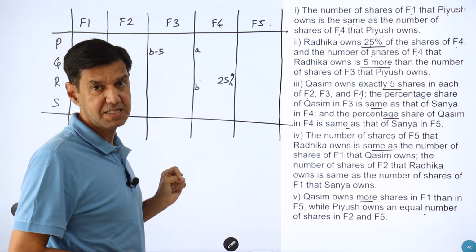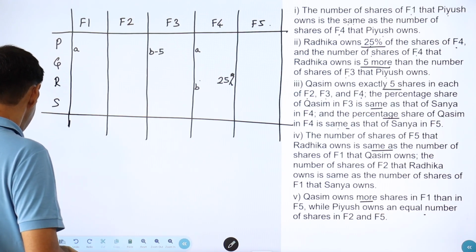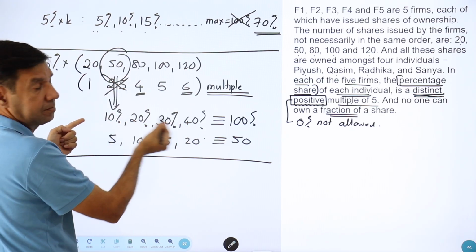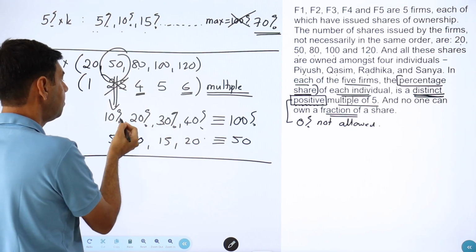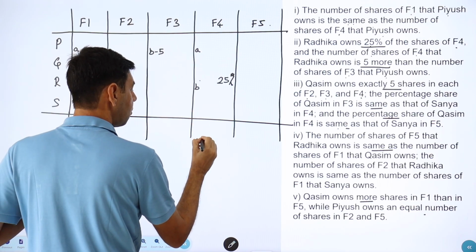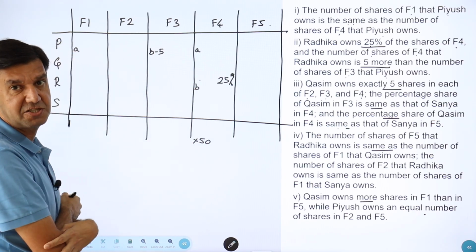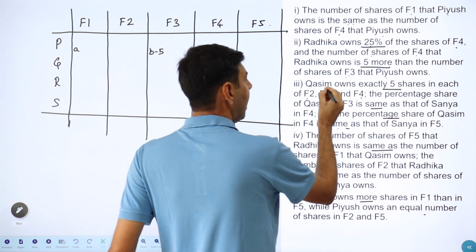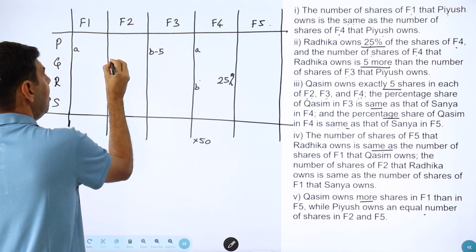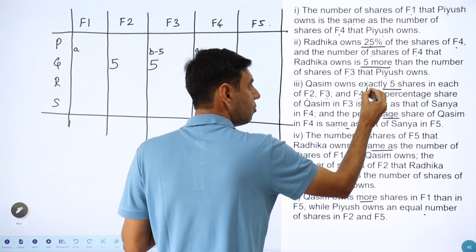Now if this is all that you have done, you have missed something. Remember, this 25% is given. So you need to go back and see 25% could be of what number. And you would realize that 25% cannot be of 50, because 50 has to be only 10, 15. So at least a little bit you can get is that this column is not going to be 50. Because if this column is 50, this will become a fraction, 12.5. Kasim owns exactly 5 shares in F2, F3, F4. Now there's a lot of data here. We'll come back to this later.